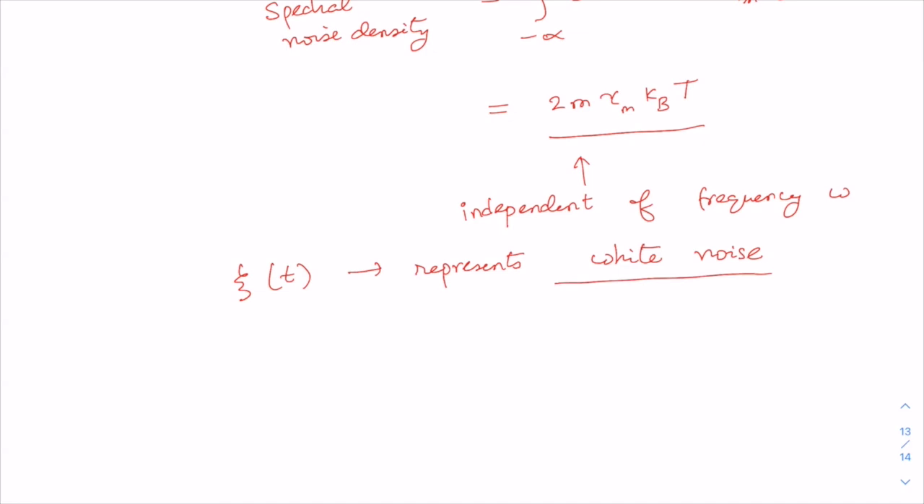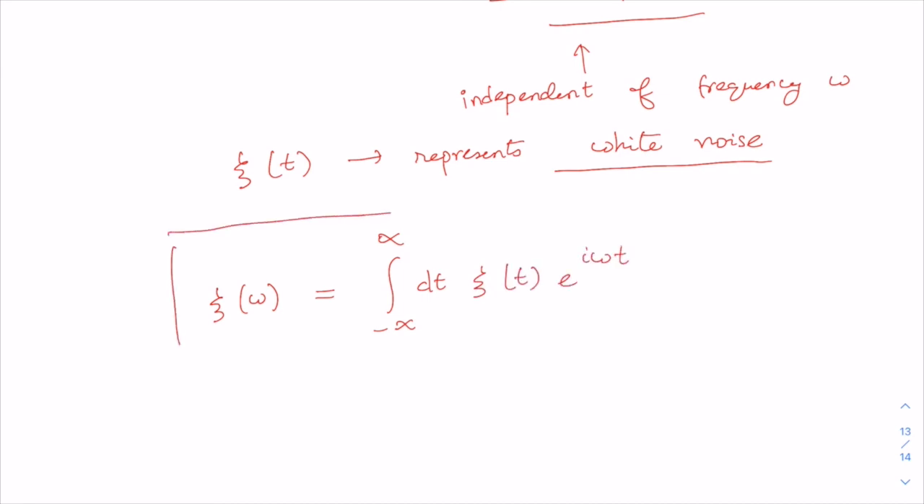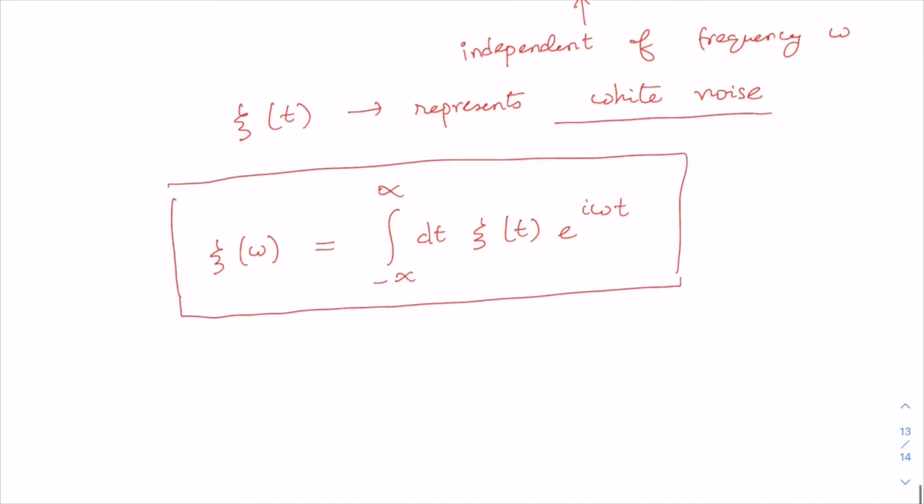Okay, by the way, we can express the Langevin noise in the frequency domain as well by using the Fourier transformation. So xi of omega is the integral from minus infinity to plus infinity, simply the Fourier transformation of xi of t, and this is going to be useful for us because, as you know, it is many times useful to work in the frequency domain.